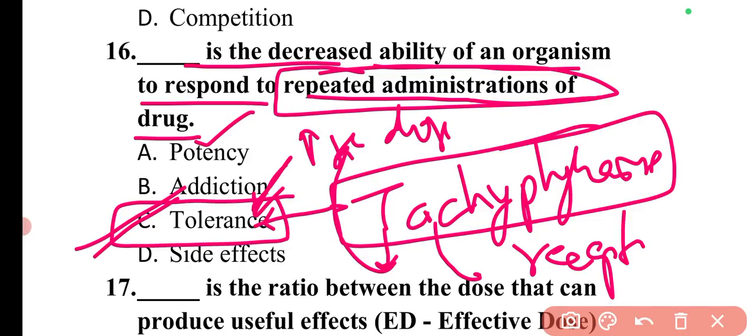Then we need to leave the receptor as it is, and we should stop that particular drug. Once after some time the receptor is fully cleared, then we will give the drug, then the response will be produced. So these are the two terms.